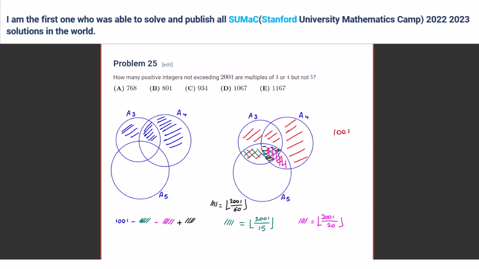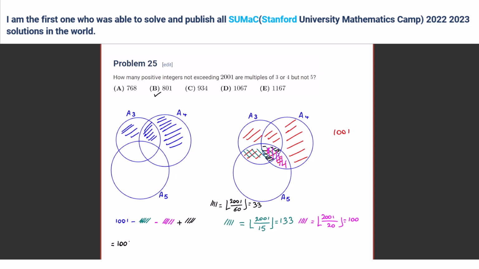Yeah. Okay, so calculate. I got 801. 801. Okay, so let's calculate. 2001 over 15 is 133. For the pink one, you can say 2000 over 20, which is 100. For the black part, you can say 2000 over 60 or 100 over 3 is 33, right?